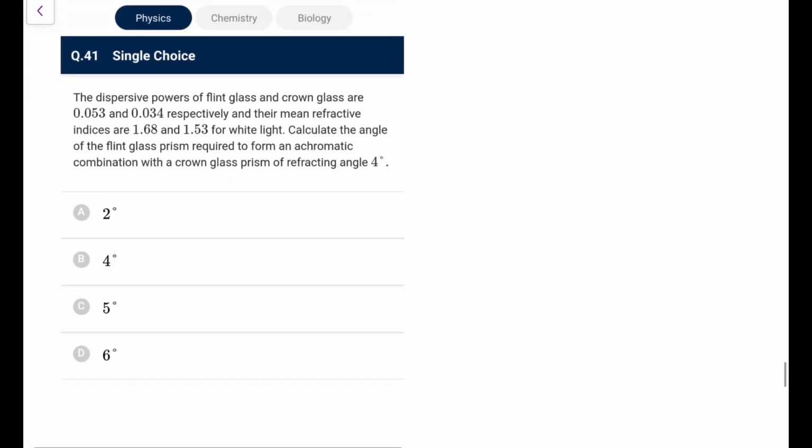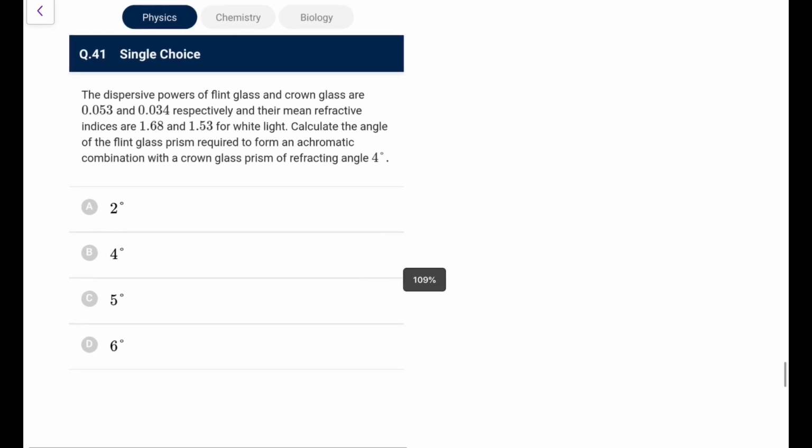41st. The dispersive power. Again, dispersive power questions are coming. Students are regularly asking, so please study it. The dispersive powers are 0.05, 0.04, and the mean refractive indexes are given for white light. Calculate the angle of the flint glass prism required to form an achromatic combination. Achromatic means you don't need any dispersion then.